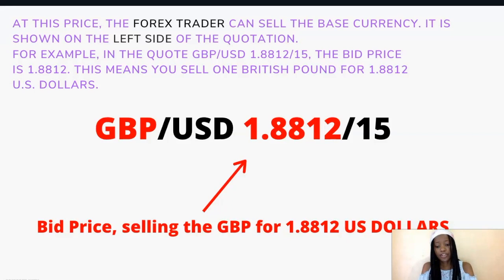So every time we're talking about bid price or ask price, we're talking about selling or buying the base currency. So for example, in the quote pound USD, what we have here, the bid price is 1.8812. So this means that you sell 1 British pound for 1.8812 US dollars.